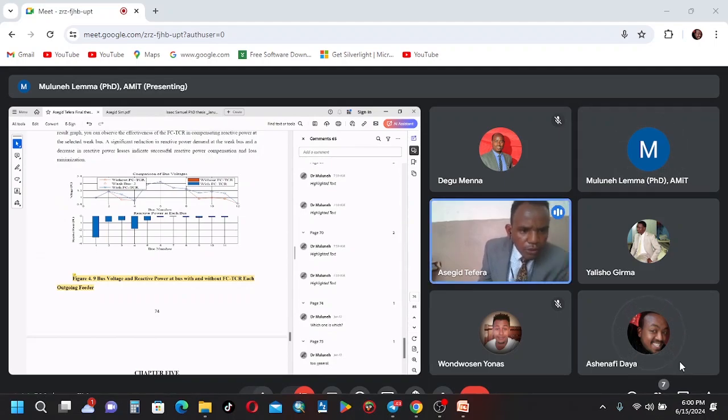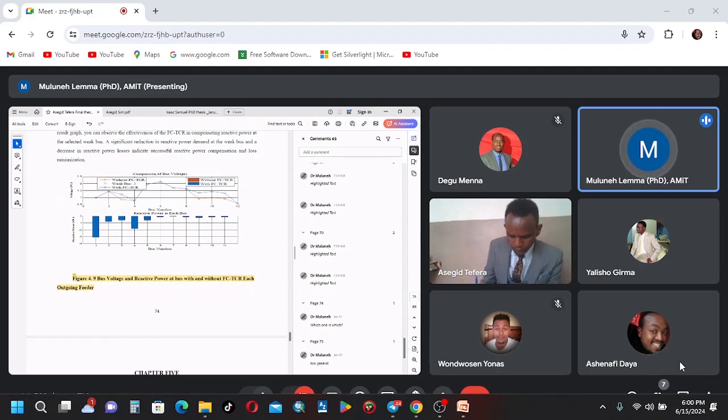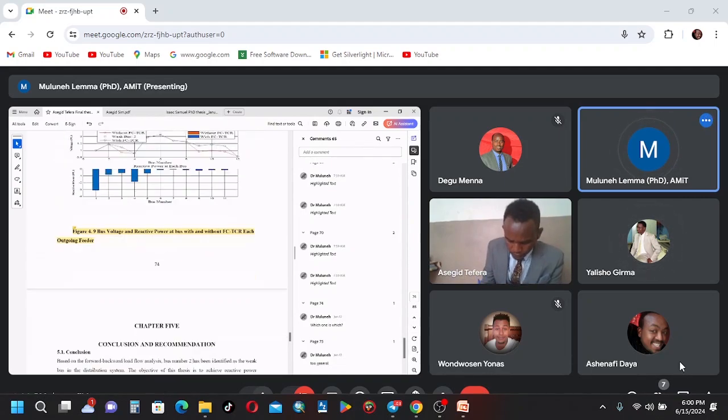Red line is without FCTCR. That is 2. Also, there is a point. No, see, 3 scenarios are here. Yes. Okay, just some correction is there actually.